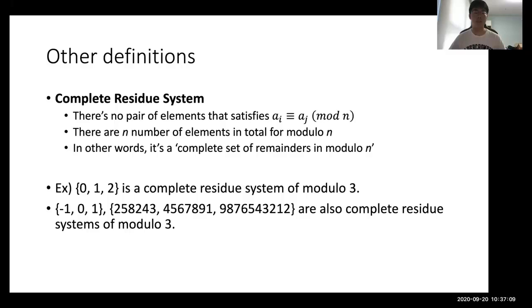There can be different forms of complete residual system for the same modulo. If we keep talking about modulo 3, minus 1, 0, and 1 can be considered a complete residual system of modulo 3. And the following example, which seems ridiculous, can also be said to be a complete residual system of modulo 3 because all 3 are not congruent to each other in modulo 3, and there are 3 elements in total.